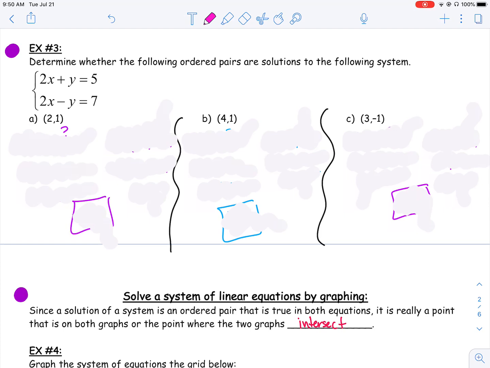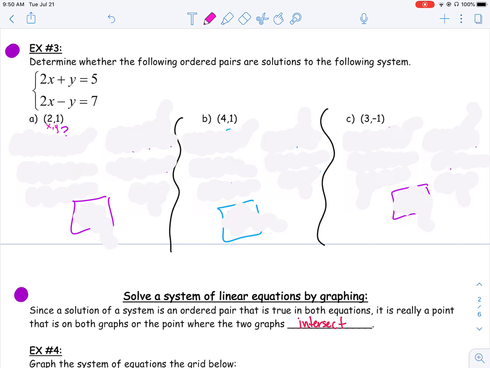If you notice that it's an ordered pair, the first value is our x value, the second value is our y value. What we should be able to do is plug the x value and the y value into both equations and make sure that it works for both equations. If it works for both, then I know it's the correct solution for that system. If it doesn't work for both, then it's not a solution to the system of equations. It might work for one or the other, but that doesn't mean it's the solution to the system.